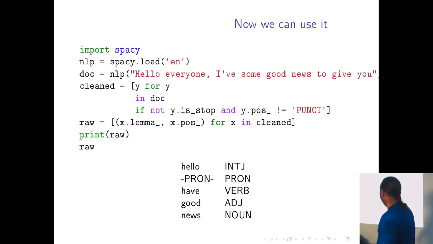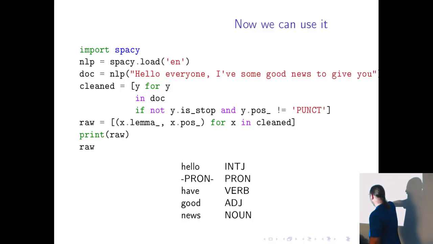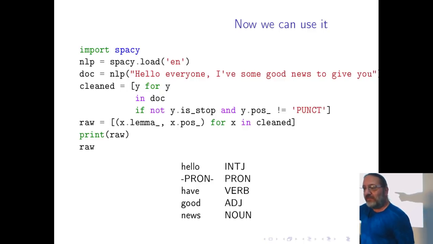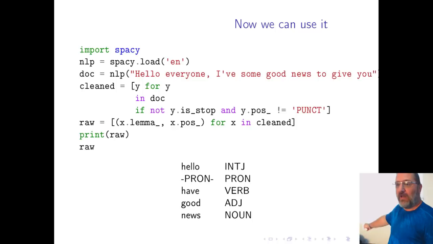So, hello everyone, I've got some news to give you. What I want to do here is remove all the stop words from this string and anything that's punctuation, and only return things that aren't stop words and not punctuation. The result, out of "hello everyone, I have some good news to give you," is hello, a pronoun, have, good, and news. There's no "have" in that sentence. It's "I've." How does it know? Lemmatization. These are the hard things that the framework provides for you. You don't have to write your own lemmatizer.